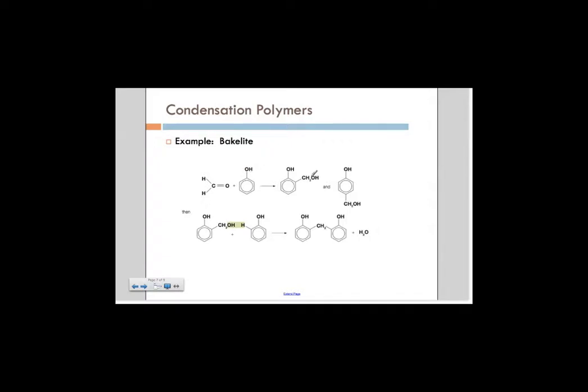Bakelite is another example of a condensation polymer where water is eliminated. However, in this one I do need to show the reaction that's used to make the monomer that goes into making Bakelite. And that's shown in this first step here.